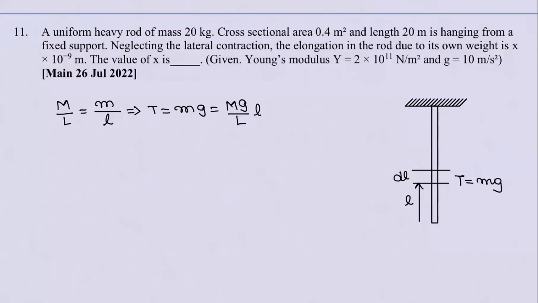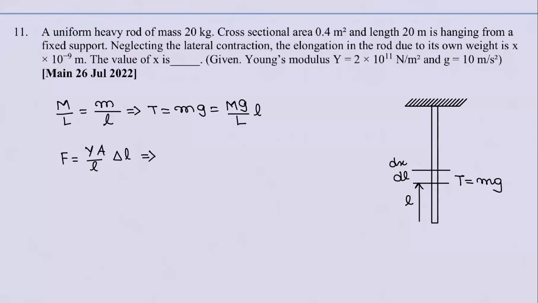Now, because of this tension, if you take F equals YA by L into delta L, this formula cannot be applicable because it is not for a uniform case. So what we do is we take a small element of length dl, and that dl length will elongate by dx. Small element dl elongates by dx. That's the key idea.